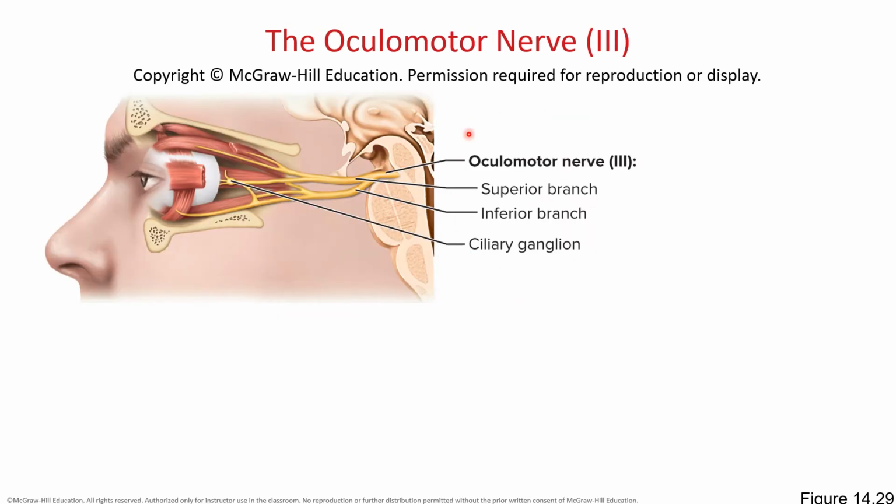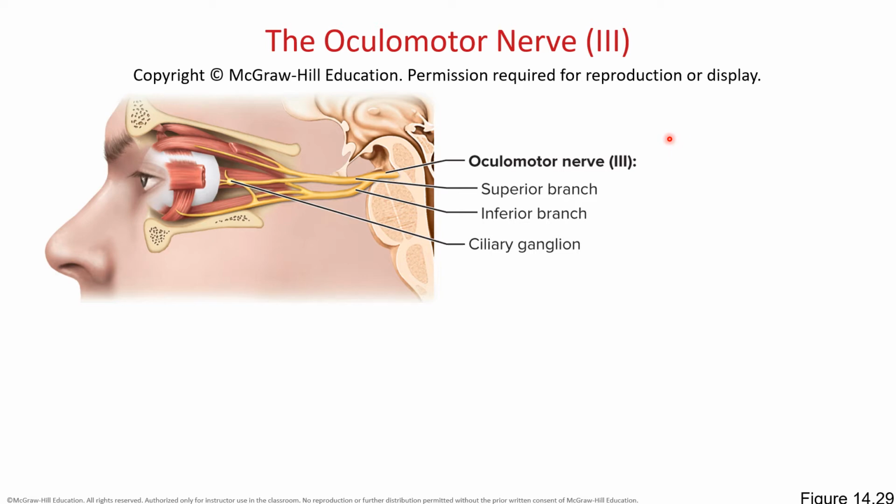Now let's go over the oculomotor nerve. This nerve controls muscles that turn the eyeball up, down, and medially, as well as controlling the iris, lens, and the upper eyelid. So if we take a look here, this is the oculomotor nerve. It controls most of the ocular movements of the eye. A lot of those ocular muscles are controlled by cranial nerve 3.